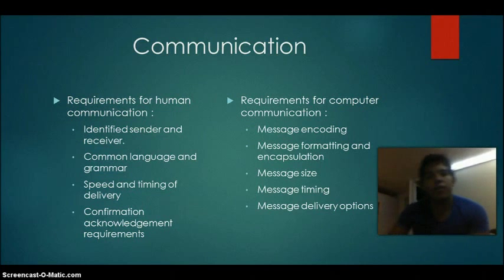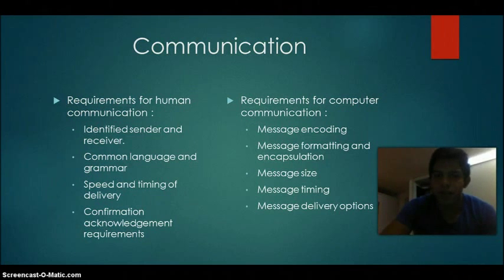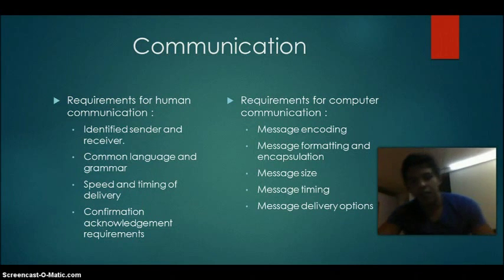I'm talking about the requirements for computer communication. They also need to have message encoding, message formatting and encapsulation, message size, message timing, and message delivery options. As we can see here, it's barely different from human communication, but it's the same, it's communication. But we are going to talk more about the requirements.